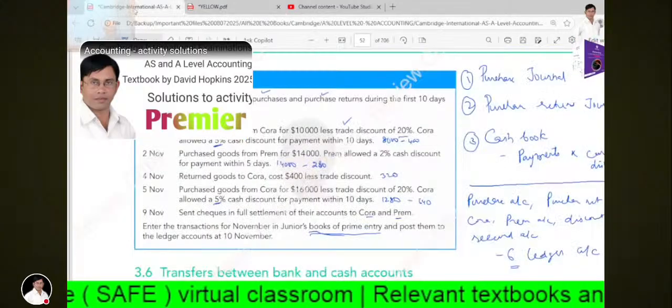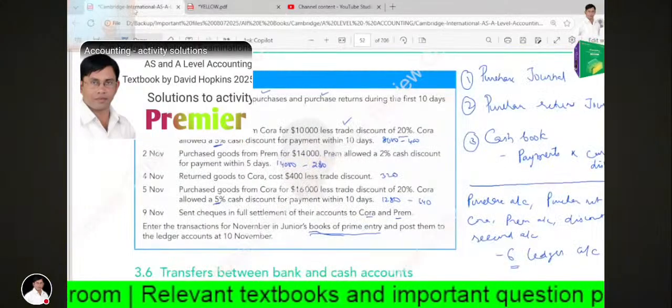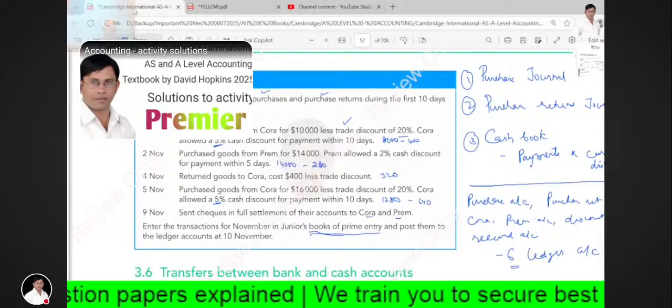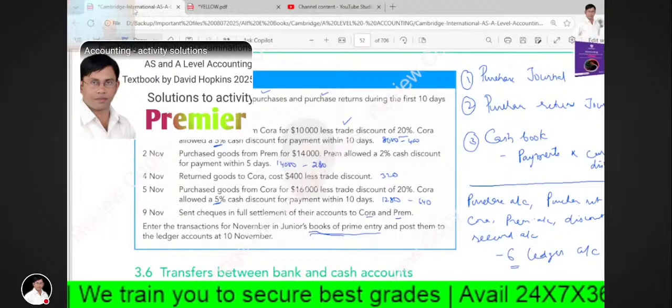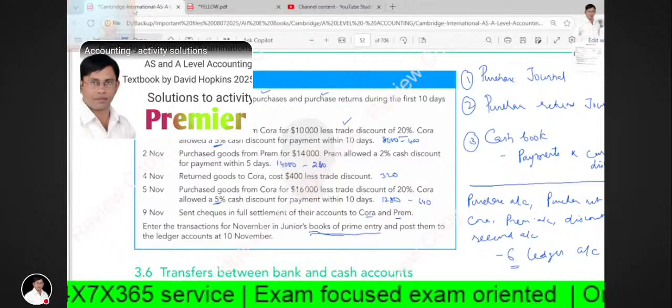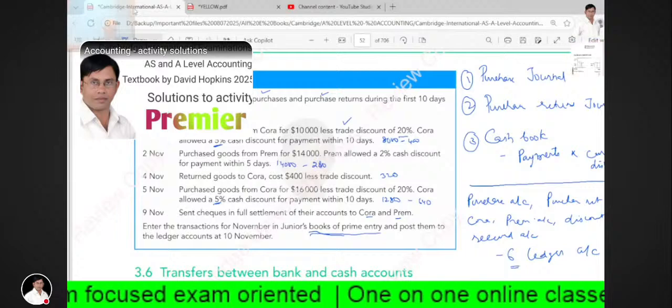See, such a small question, but it took a considerable amount of time for you to understand. So prepare, post it to the ledger, understand the various concepts. Understanding various concepts is very, very important, a prerequisite for you to score good marks.